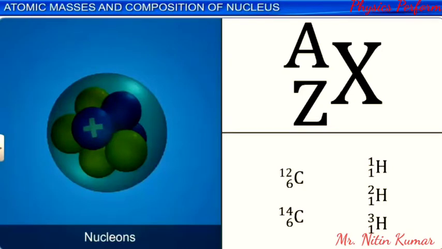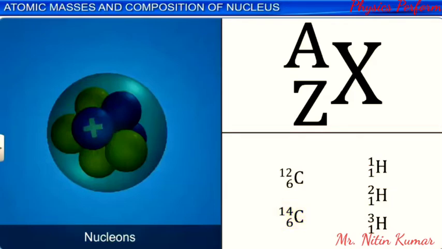In the notation for the nuclear species or nuclides, X is the chemical symbol of the element, A is its atomic mass, and Z is its atomic number. For example, the notation for the nuclide of carbon-14 conveys the information that this carbon nuclide contains 14 nucleons, 6 protons, and 14 minus 6 equals 8 neutrons.